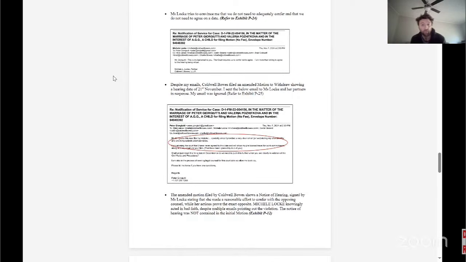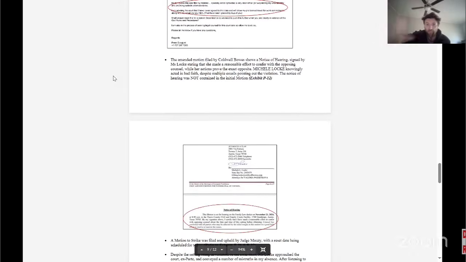Despite my multiple emails to Ms. Locke and Caldwell Bowers identifying this incorrect hearing, the dates and all that type of stuff, they filed an amended motion to withdraw where they added in all the stuff about all my threatening behavior. And nonetheless, I sent the below email, which is P25, to Ms. Locke and her partners. This was ignored.